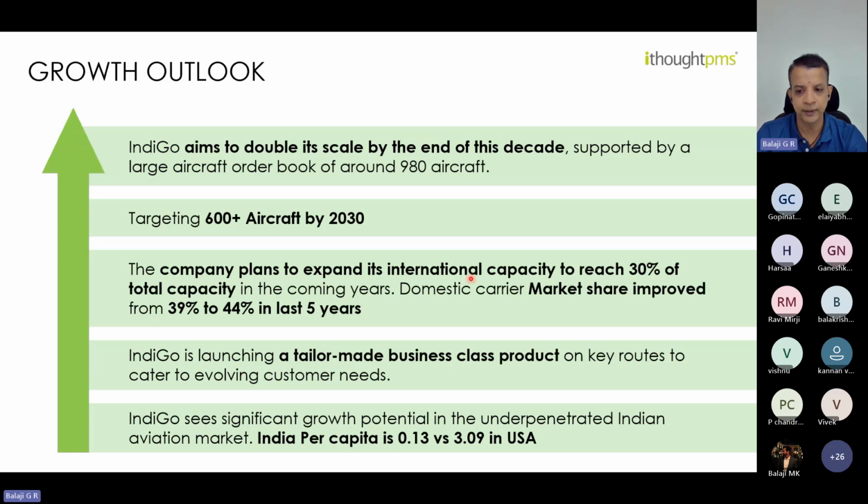The company plans to expand internationally. Interestingly, of late, the market share of domestic carriers in international has expanded by 5% in the recent past, because a few airlines are focusing more on international. Indigo is also finally launching a business class product. Obviously, this is a much awaited one. Let's see how it plays out. And finally, if you look at per capita consumption of aircraft in airlines, it's 0.13 vis-a-vis 3 times, clearly reflecting a huge runway for growth for the entire aviation sector and particularly a leader like Indigo.